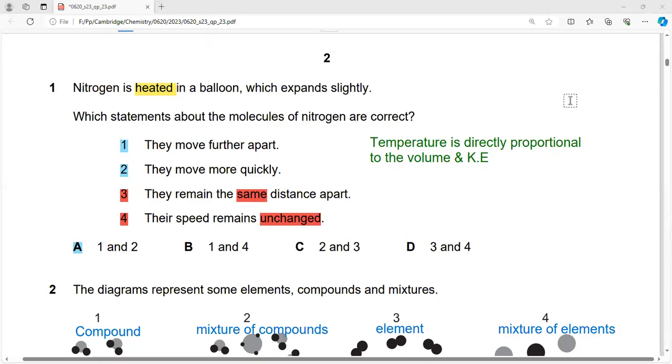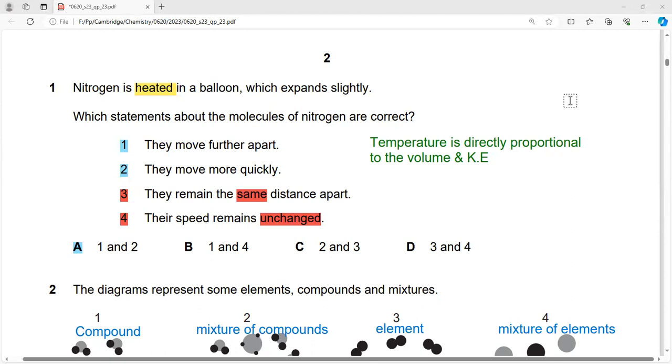Question number 1. The nitrogen is heated in a balloon which expands slightly. Which statements about the molecules of nitrogen are correct? So if you're increasing the temperature, the temperature is directly proportional to the volume and kinetic energy. By increasing temperature, the volume will increase, so the distance between the molecules will increase. And by increasing temperature, the kinetic energy will increase, so the number of collisions of the molecules will increase, and their speed of movement will also increase.